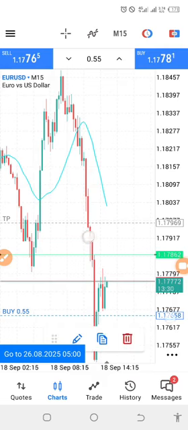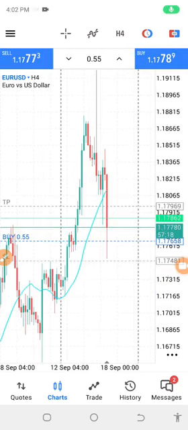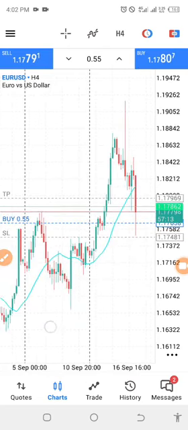The market moves in waves. It does not move in a linear direction. Like I said earlier, the market does not move in a straight line. The market moves in waves.